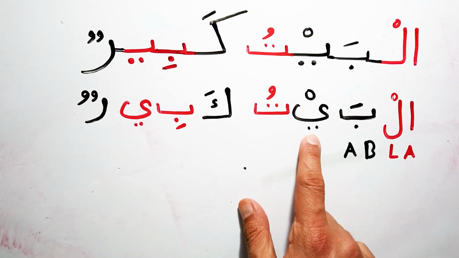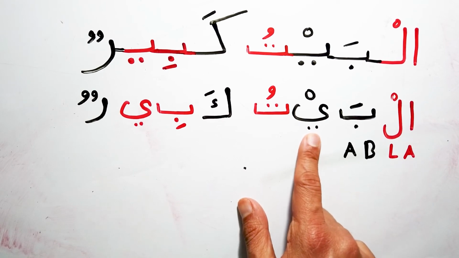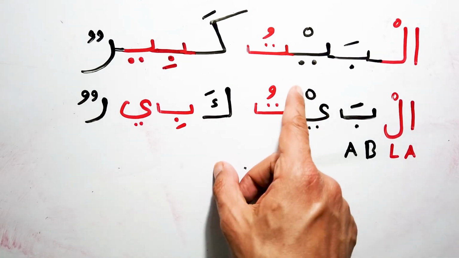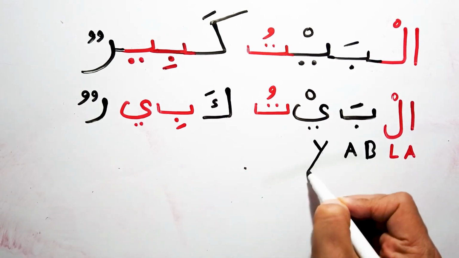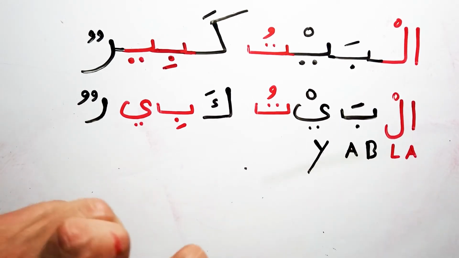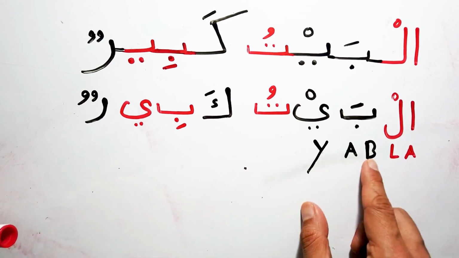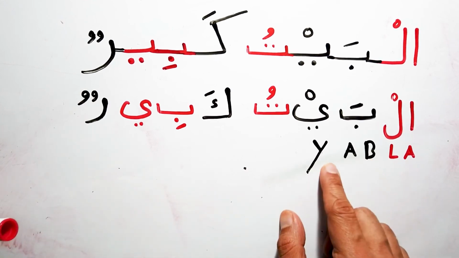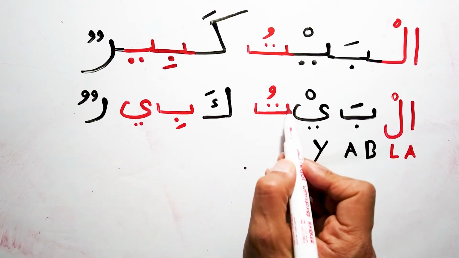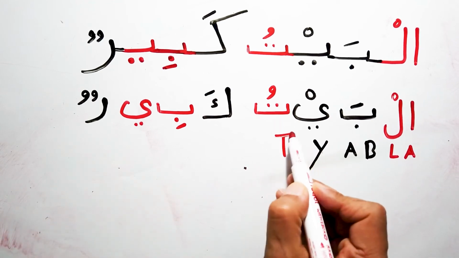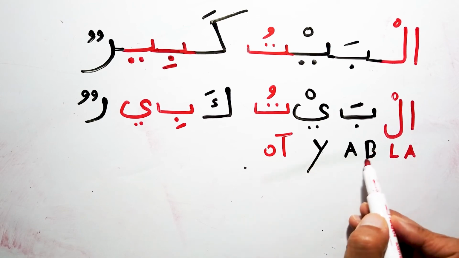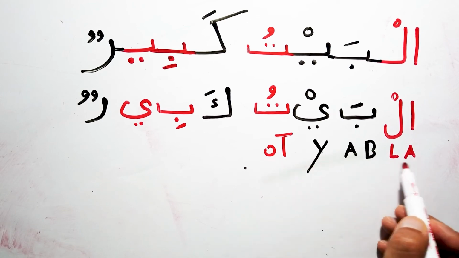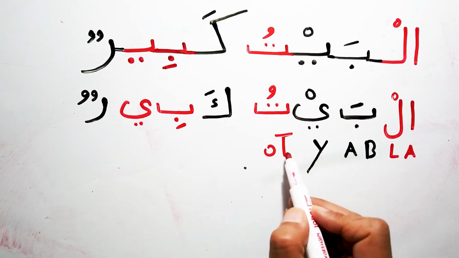And then we have this letter. It sounds like E or Y in English. When it has this mark on the top, sukun, it sounds like Y, because I have to pause on it. So I say bay, bay, bay. Okay, and then I have Ta. This one sounds like T with this mark. Al bay, ta. Al bay, ta.